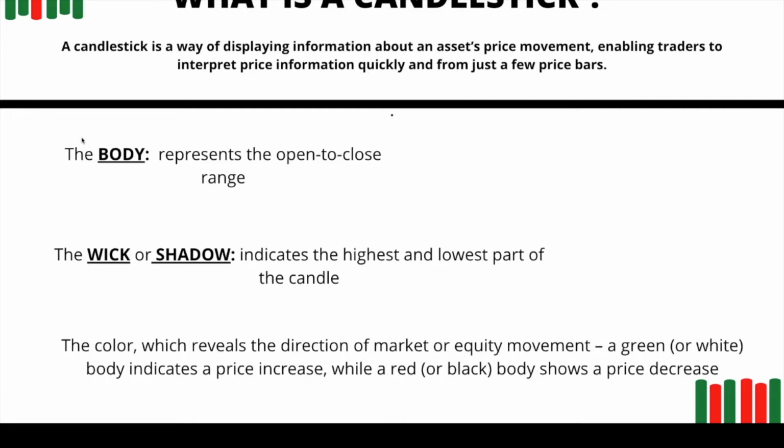A few vocabulary terms that you will need to know about candlesticks are the body, which represents the open to closing range of the candle, and the wick or shadow, which indicates the highest and lowest part of the candle within that session. The color reveals the direction of the market or equity movement: a green or white body indicates a price increase, while a red or black body shows a price decrease.